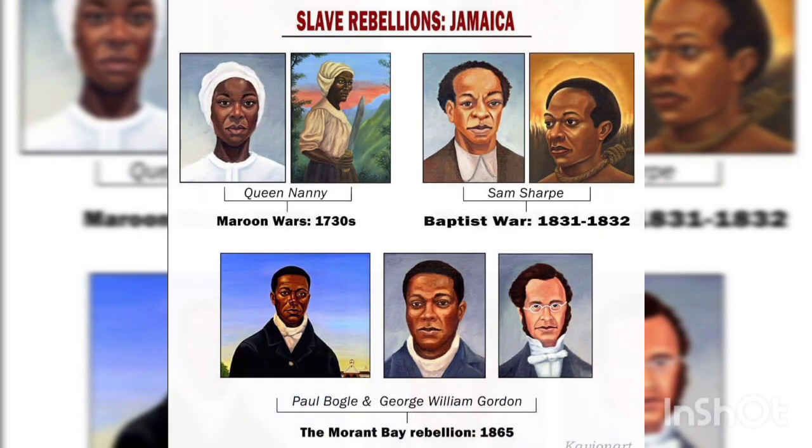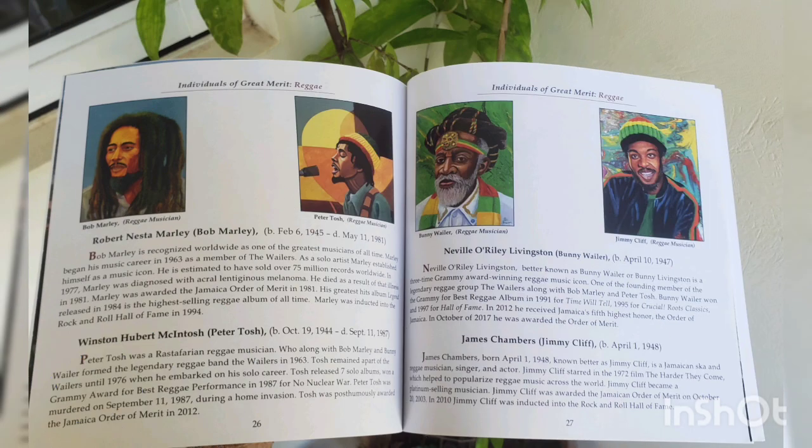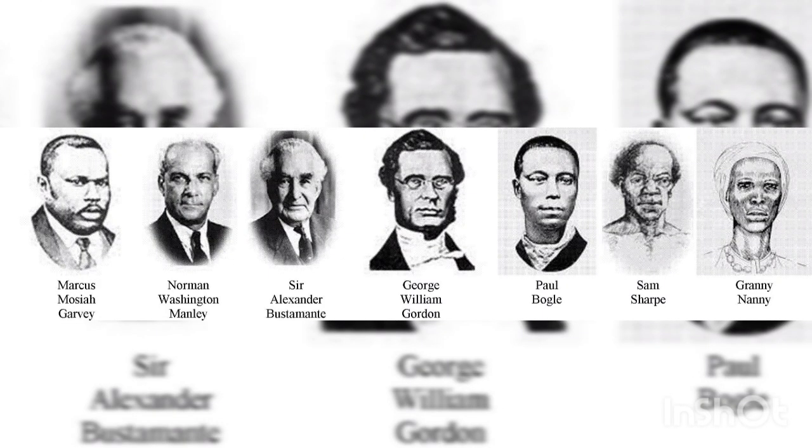Led by Paul Bogle, a preacher and landowner, the rebellion began in St. Thomas as impoverished Jamaicans protested injustices like land scarcity, unfair taxation, and lack of political representation. Why did it happen? Despite the abolition of slavery in 1834, conditions for freed slaves remained dire, with low wages and widespread poverty. Tensions escalated when a local man faced harsh treatment in court, prompting Bogle and about 400 followers to march to Morant Bay demanding justice.